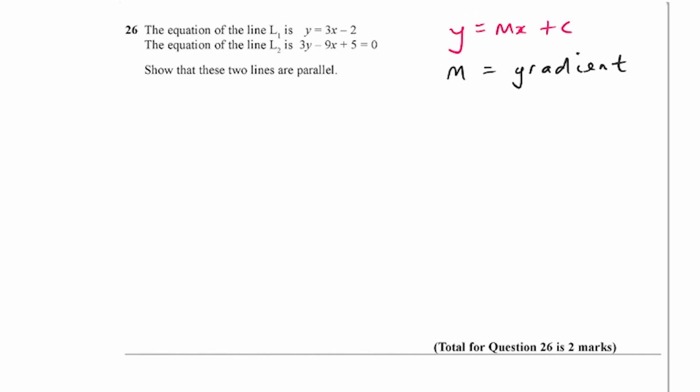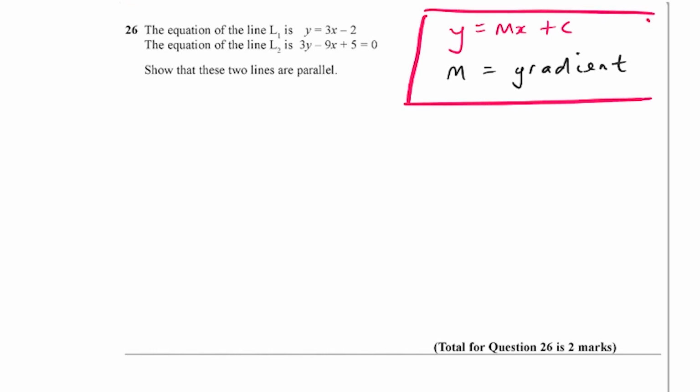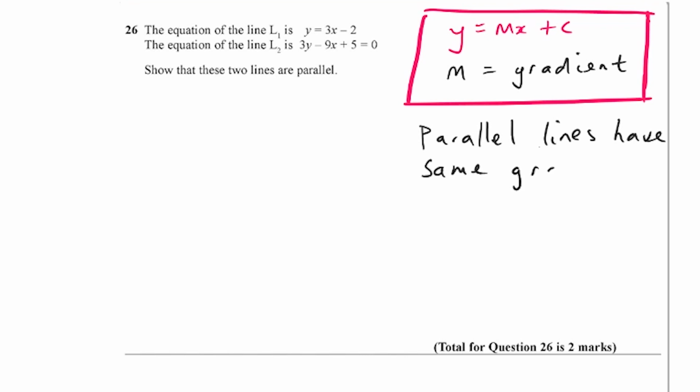Okay, so I've made a note of that there. Also, we need to know if you have two parallel lines, they are the same steepness, aren't they? In other words, they will have the same gradient. And that is the key to this question. We need to show that both of those equations have the same gradient. If we do that, then we have shown that they are parallel.